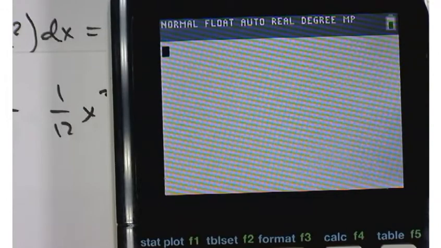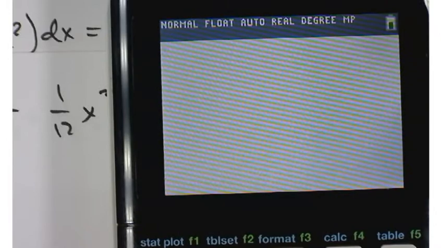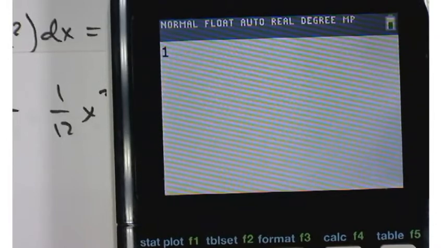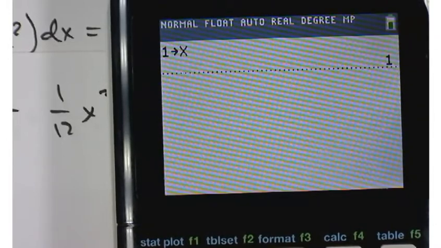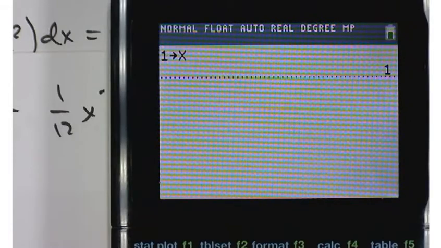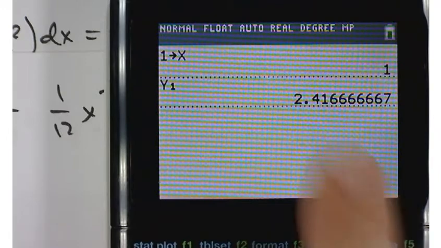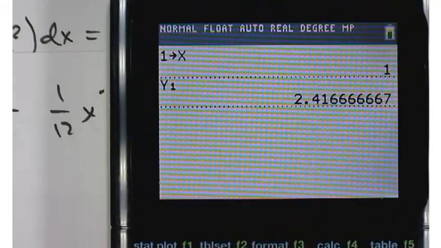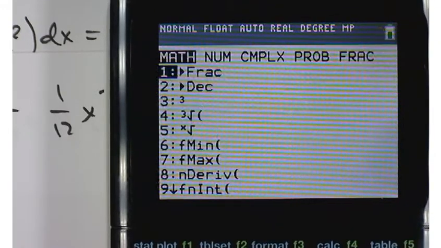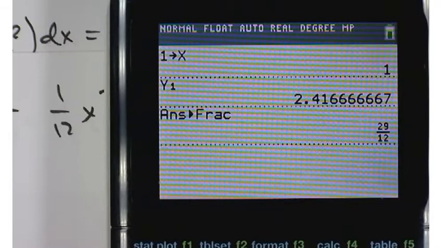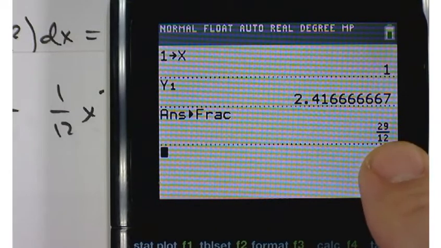There is actually, if you take x, and let's see, we take 1 and store it in x, then we could look at the value of our function. If you do y1, there you go. That's that value that I had just a minute ago. And do answer to fraction, 29/12. So if you're really determined, you can get your calculator to give that for you.